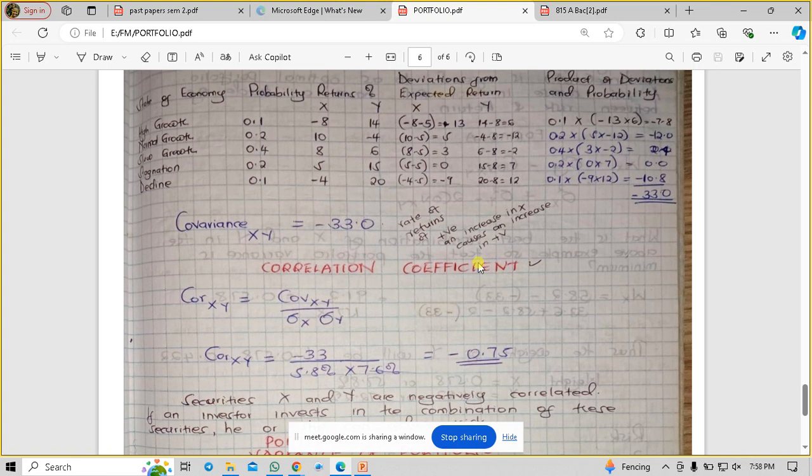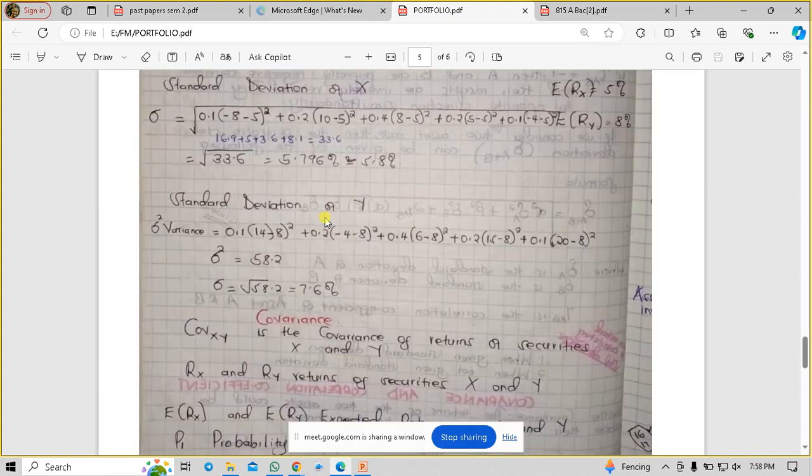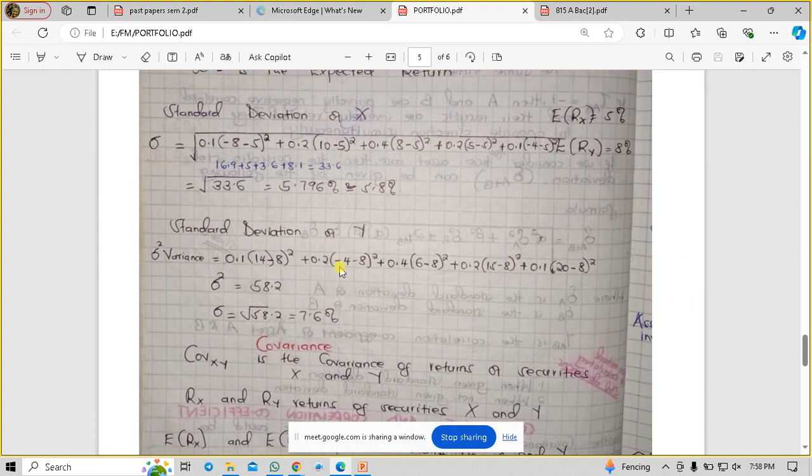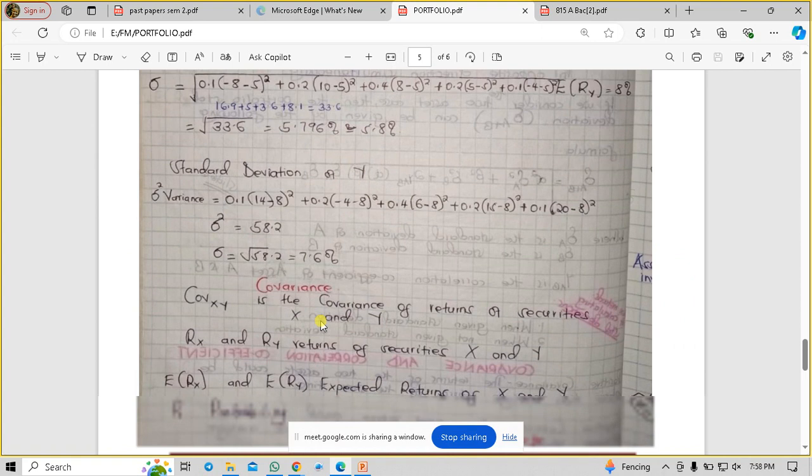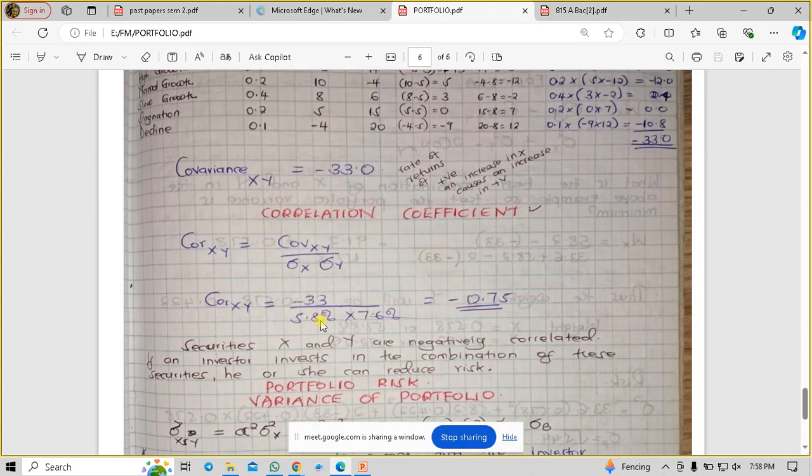So covariance of x and y, in this case, we have it as negative 33. Divide by standard deviation of x is 5.8%. So standard deviation of x, we had calculated it here, 5.8, and standard deviation of y, we have it as 7.6%. So what you basically do, negative 33 over 5.8% times 7.6%, the correlation coefficient is negative 0.75. Correlation coefficient is negative 0.75.